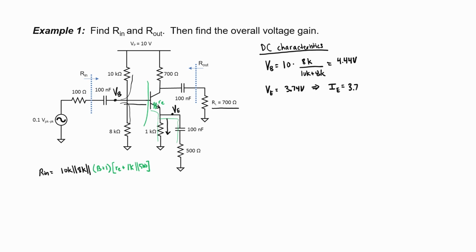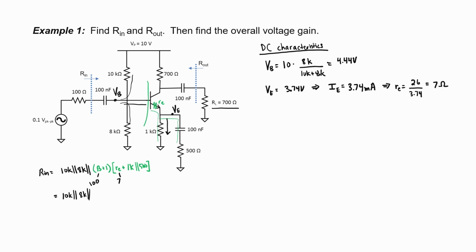With an emitter current of 3.74 milliamps, I now have everything I need in order to find the emitter resistance, R sub E. It's just going to be 26 divided by the emitter current expressed in milliamps. It works out to be 7 ohms here. I can then substitute in an estimated beta of 100 and an emitter resistance of 7 ohms in order to find an accurate expression for the input impedance.